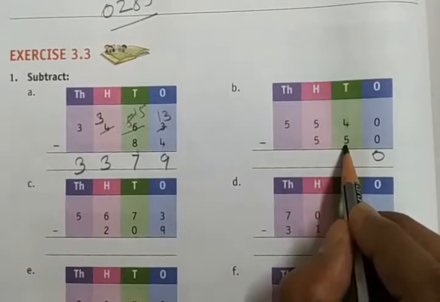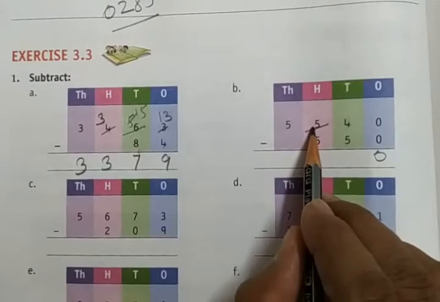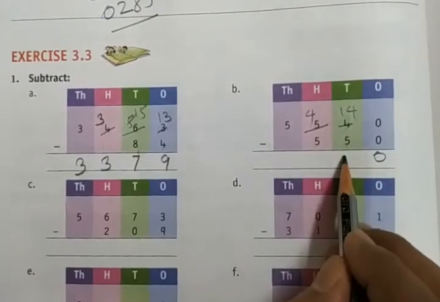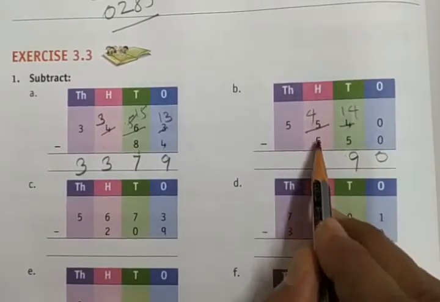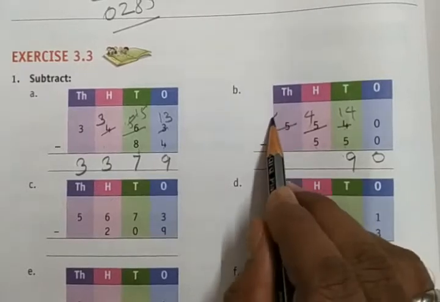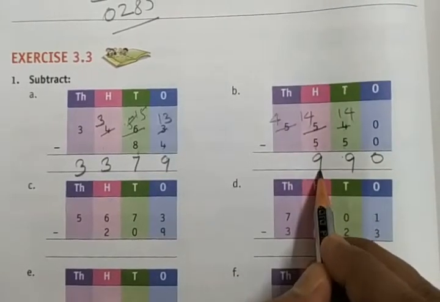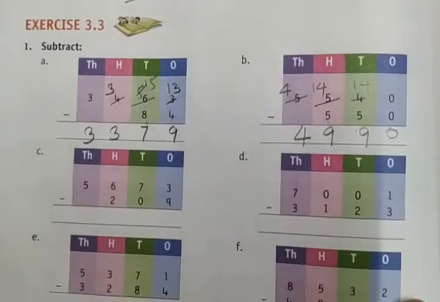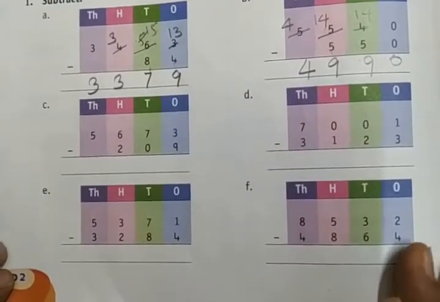5 minus 4 is not possible. You have to borrow from this. So it will become 4 and it will become 14. 14 minus 5 is 9. Then 4 minus 5 is not possible. You have to borrow. It will become 4 and it will become 14. 14 minus 5 is 9 again. Then 4 as it is. Okay, so let's move on to the next example.